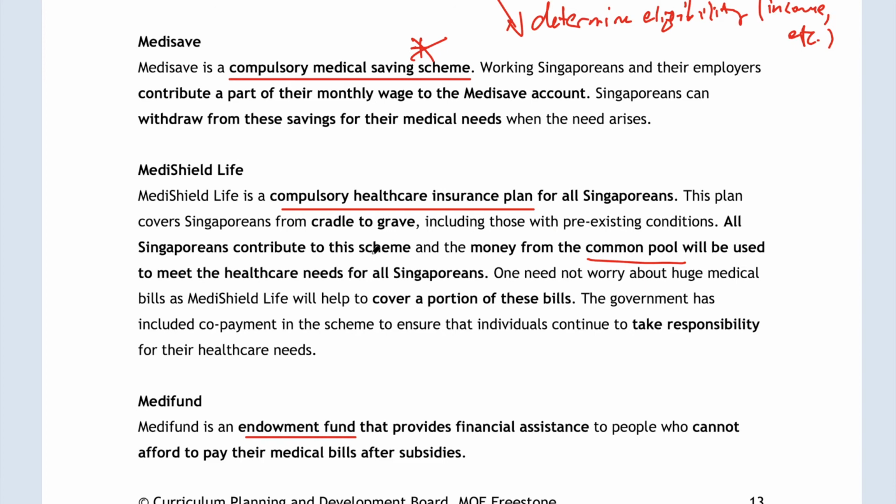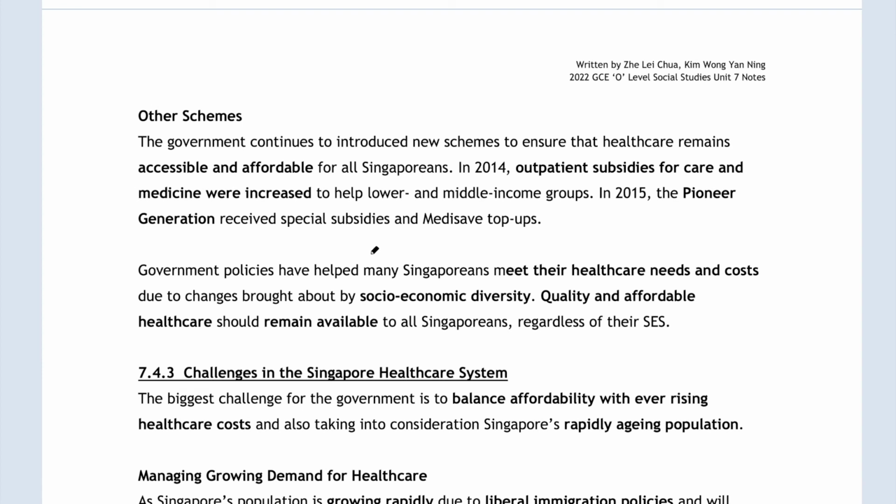Okay, so that is the 3M framework. There are other schemes such as the Pioneer Generation schemes or other things, especially during the COVID-19 pandemic. Sorry, off the top of my head I cannot remember the name, but there's a scheme where if you have ARI symptoms, acute respiratory infection symptoms, you can go to these participating clinics and get your checkup plus medicine at a very, very subsidized rate. I think like $5 last time, during the height of the pandemic.